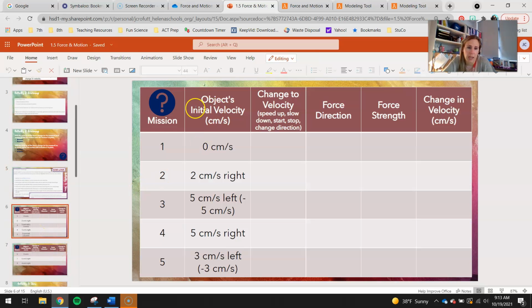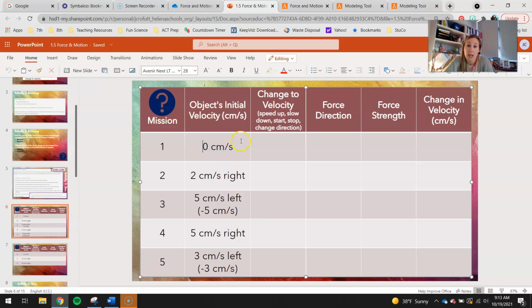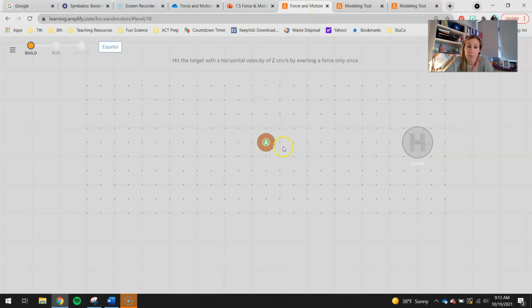All right, let's do the first one together. So what you see in this data table that you will need to know before you start is what your object's initial velocity is. Right now, if we look at our object, it has an initial velocity of 0 centimeters per second, meaning our object is not moving.